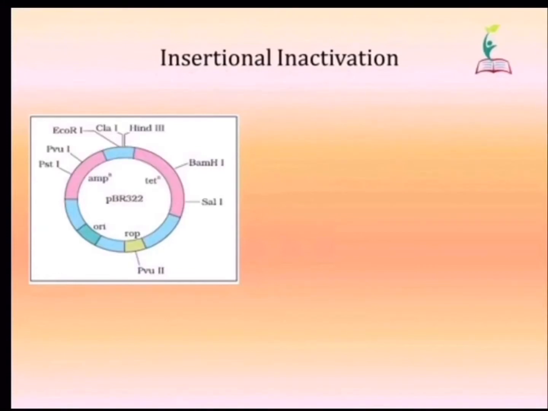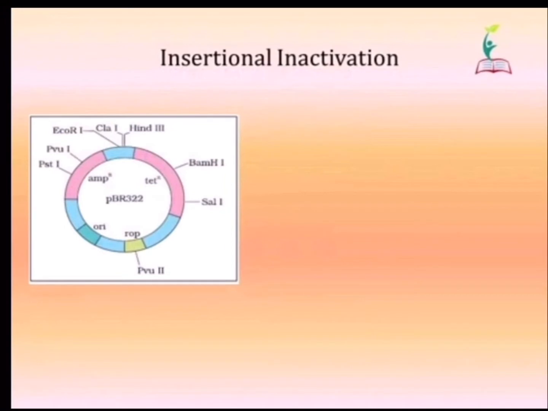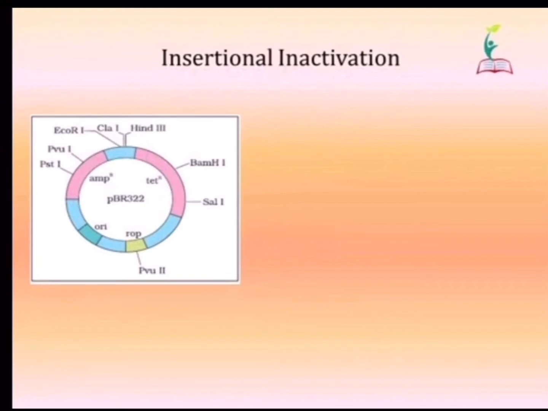Students, today I am going to tell you the topic related with PBR 322, that is insertional inactivation. PBR 322 is the first artificial cloning vector constructed by Bolivar and Rodriguez in 1977. This plasmid contains the site for origin of replication, where the replication starts.